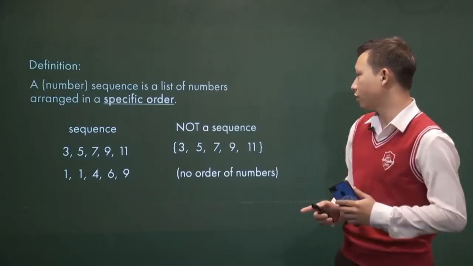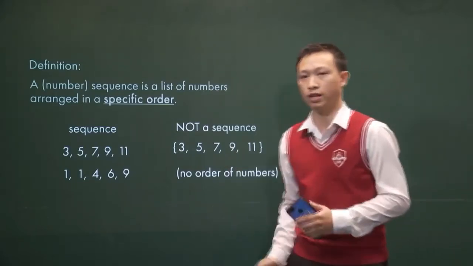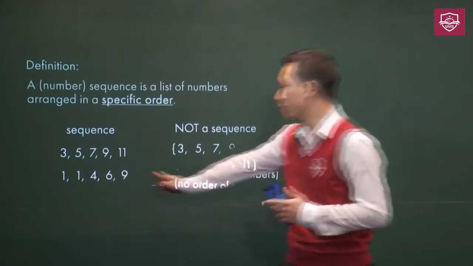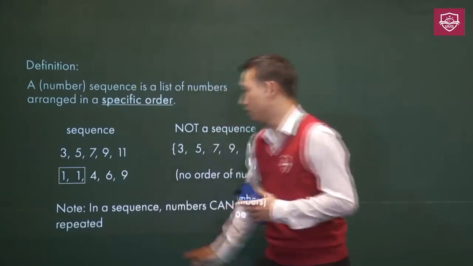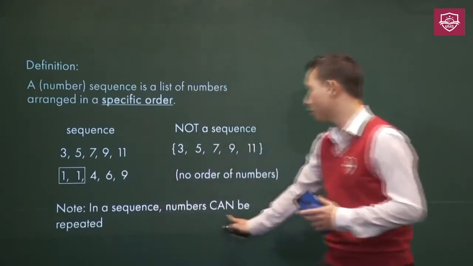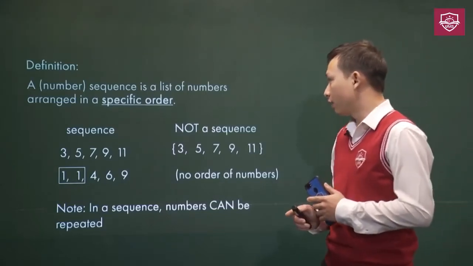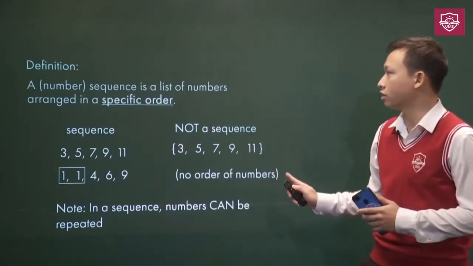And one more thing to notice here: in a set, you only write each element exactly once. But in a sequence, the numbers can be repeated. It is something different from a set. Okay, that's the definition of a sequence.